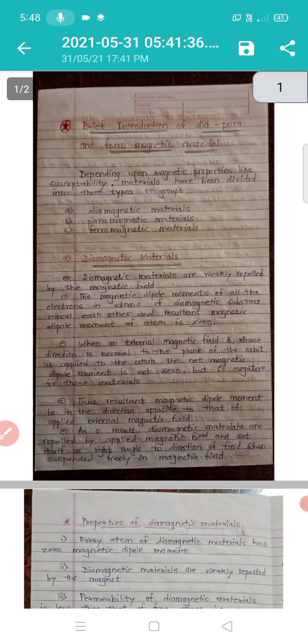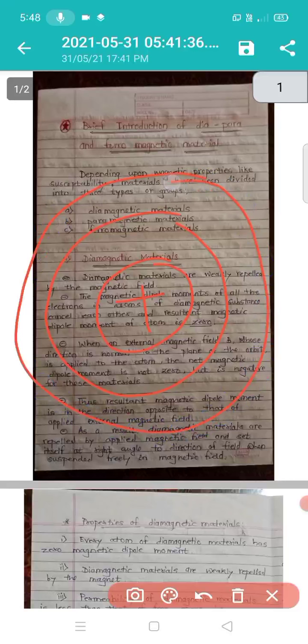Matter is made up of atoms and the atoms are made up of nuclei. Atom is made up of a positively charged nucleus and the electrons revolve around the nuclei. Matter is made up of atoms and the atoms are made up of nuclei and electrons. The electrons in an atom move about the nucleus in a closed path and hence constitute electric current loops.